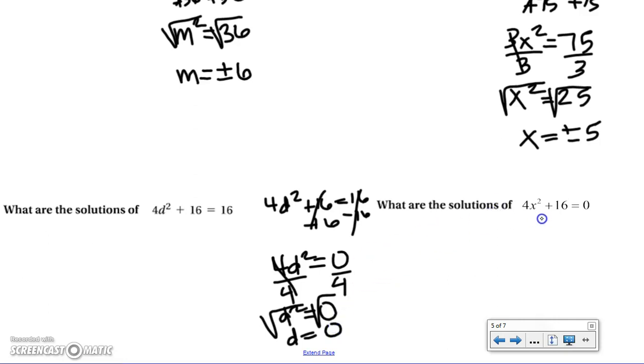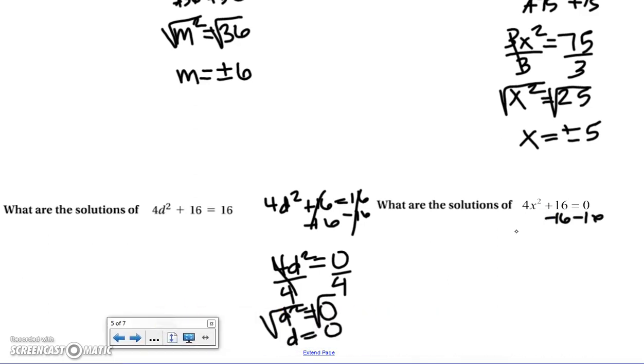Let us try this one. So solving for x, I would subtract 16 from both sides. That cancels it here, so I get 4x squared equals negative 16. You can divide by 4 now. X squared equals negative 4.